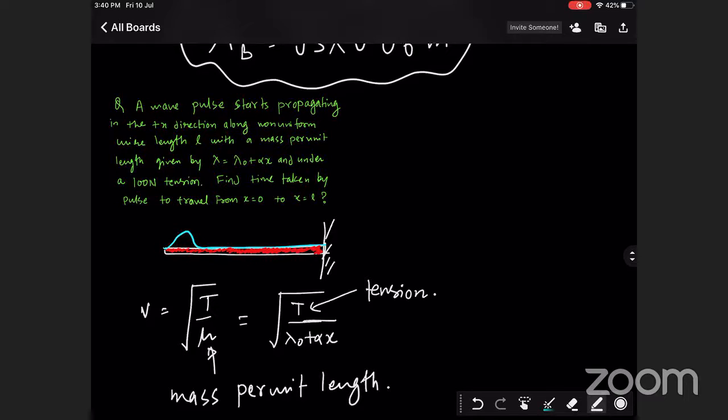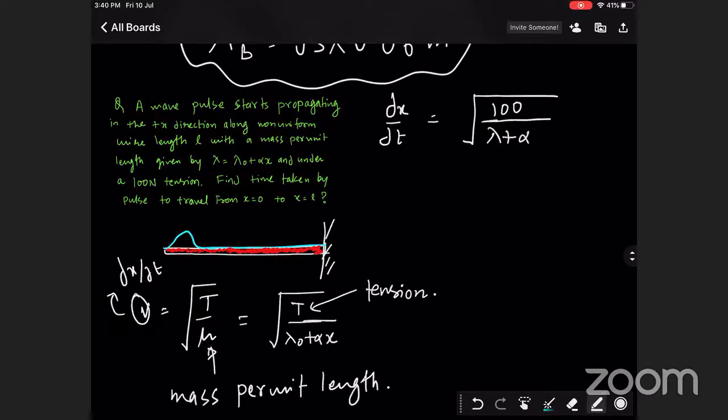So now you tell me, children, what should I write for v? Can I write dx by dt in place of v so that at least time comes into the picture and then we can integrate it to find time? What do you say? Is this a good strategy? Yes, sir. Okay. In place of tension, I'll write 100 divided by lambda naught plus alpha x. So we will get dx by dt equals 10 upon lambda naught plus alpha x power 1 by 2.